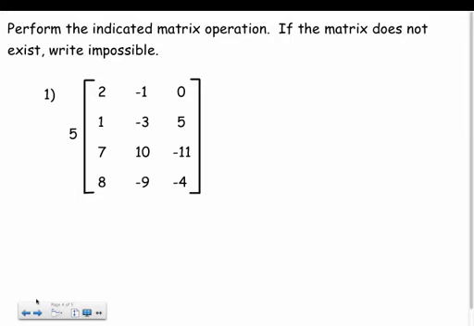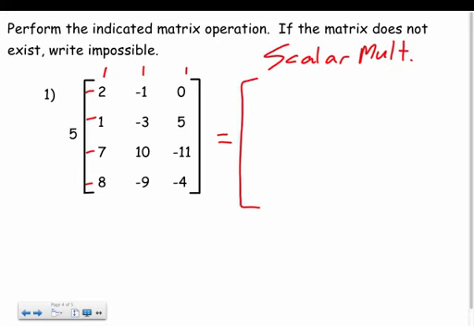Okay, we could also do something called scalar multiplication. So in this case, I'm taking 5 times this whole matrix. Well, what do you think? My new matrix, when I multiply, should be the same size. So I have a 4 by 3, so I'm going to have a 4 by 3.